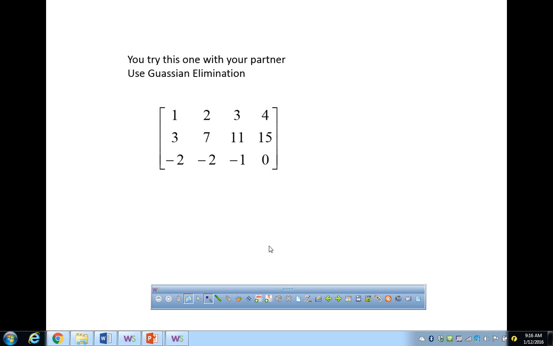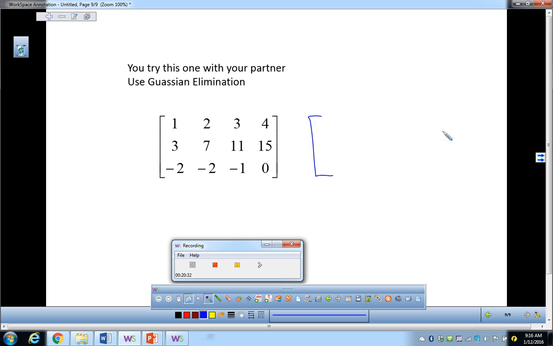How about if you guys just tell me what the first steps would be, okay? If I were doing this, what would I do? Would I leave the top one alone? Yes. 1, 2, 3, 4, okay? What would I do down here? Negative 3 times row 1 plus row 2, right? What would I do here? Row 1 times 2 plus row 3, right?